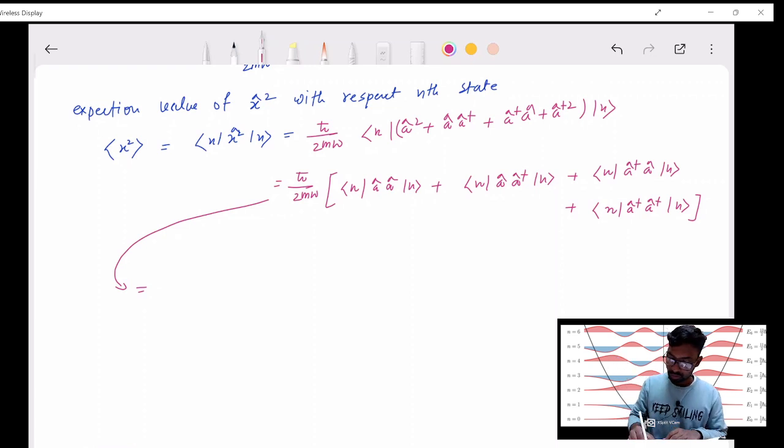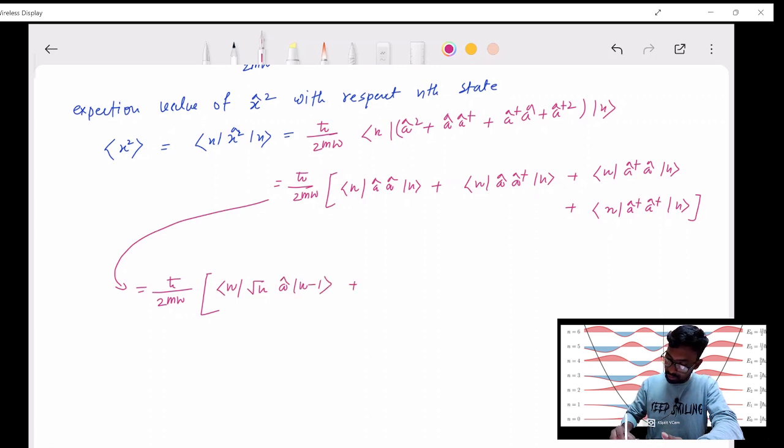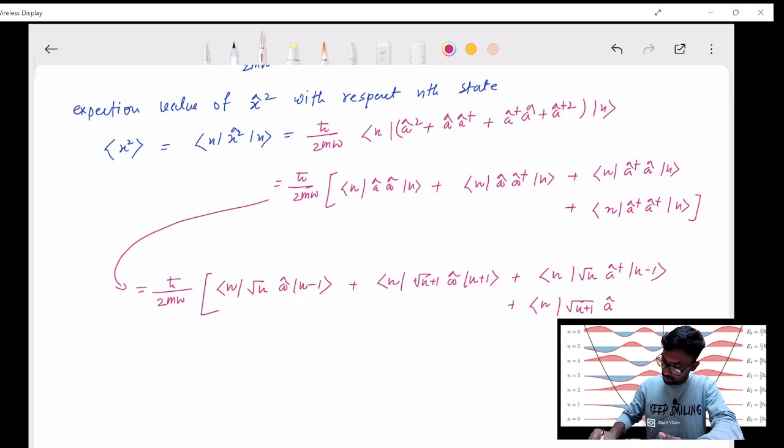This is equal to ħ upon 2mω. So when a† acts on the n state, what do we get? a|n⟩ equals root n |n−1⟩, and a†|n⟩ equals root n+1 |n+1⟩.